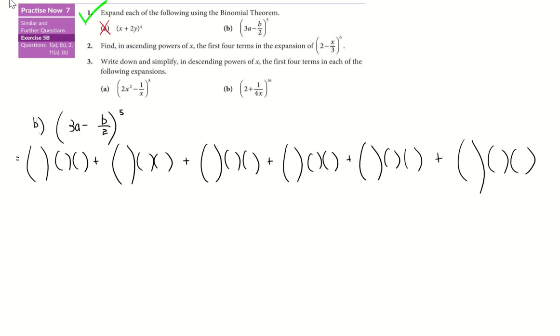Right, so in 1b, I want to do the binomial expansion. Alright, power 5, I have a total of 6 different terms. So I'll draw 6 sets of brackets and then I'll fill in accordingly. But take note, none of the terms are 1. So in terms of expansion, we have to be extremely careful.